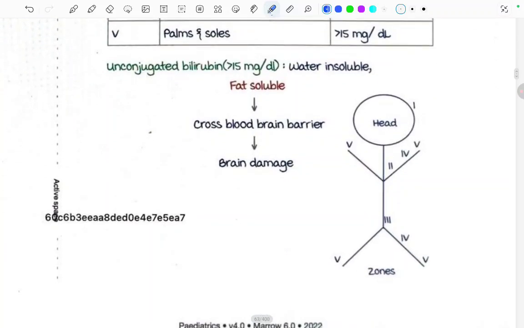Unconjugated bilirubin more than 15 mg per dL: we know that conjugated bilirubin is water soluble, right? But unconjugated is fat soluble, so it will cross the blood-brain barrier and cause brain damage. So which type of bilirubin will cause brain damage? It is the unconjugated one because it is fat soluble.